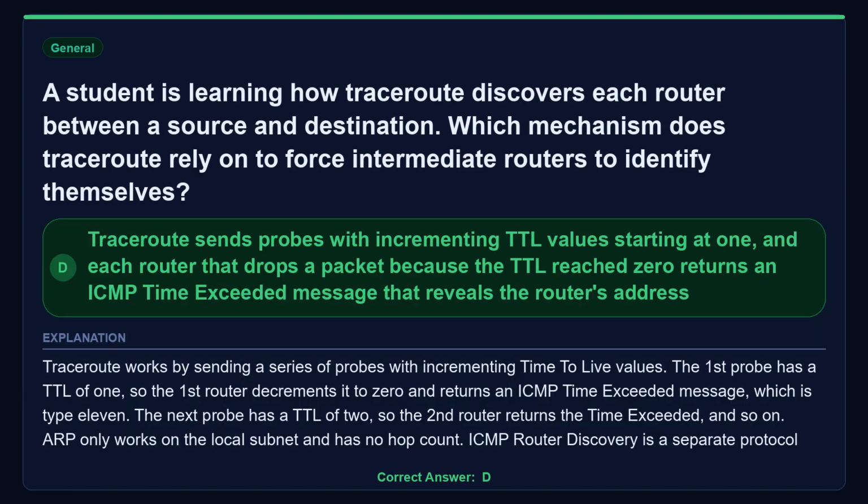The correct answer is D. Traceroute sends probes with incrementing time to live values starting at 1, and each router that drops a packet because the time to live reached 0 returns an ICMP time exceeded message that reveals the router's address.